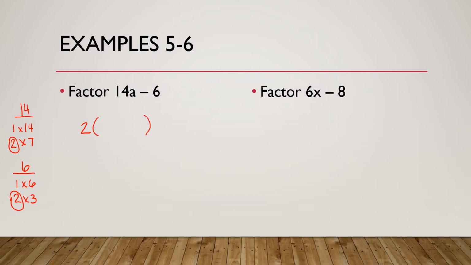So this is kind of like when we use the distributive property. So 2 times something here should give us this 14a. So 2 goes into 14a 7 times. We're going to bring that a with us because remember 2 times 7a would give us the 14a. We're going to bring down our sign right here, so minus. And then 2 times what would give us this 6, which would be 3. So our factored out expression is 2 times the quantity 7a minus 3.